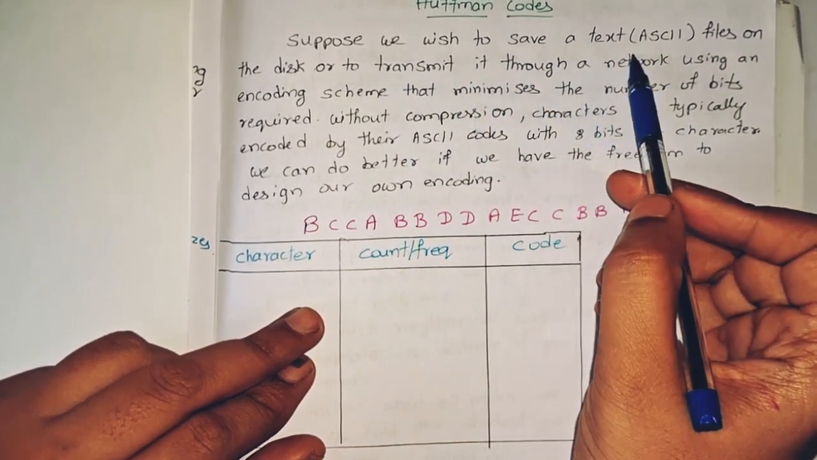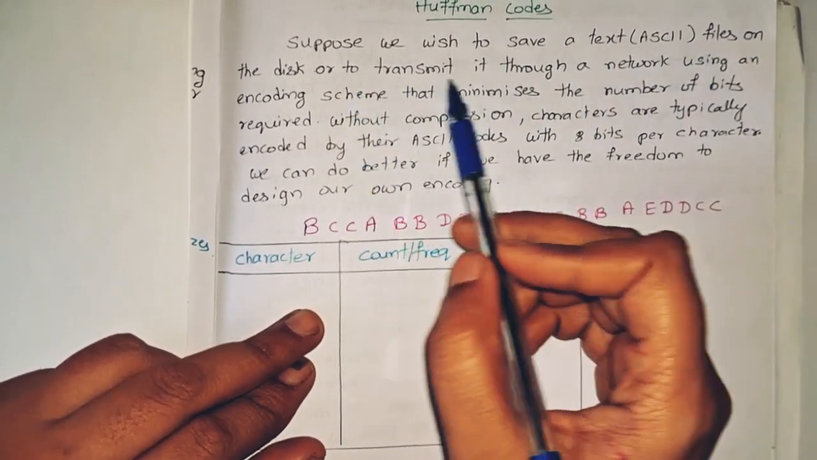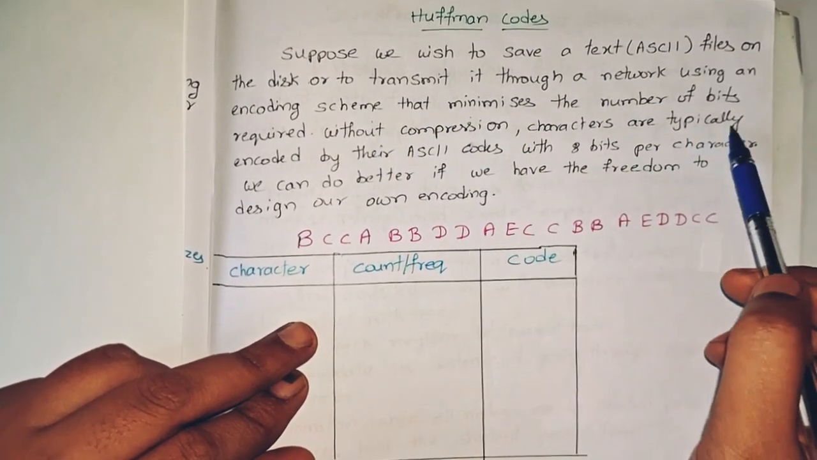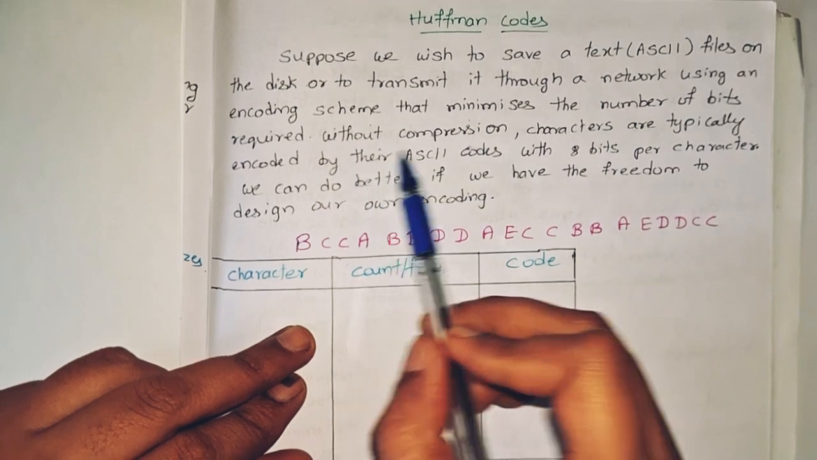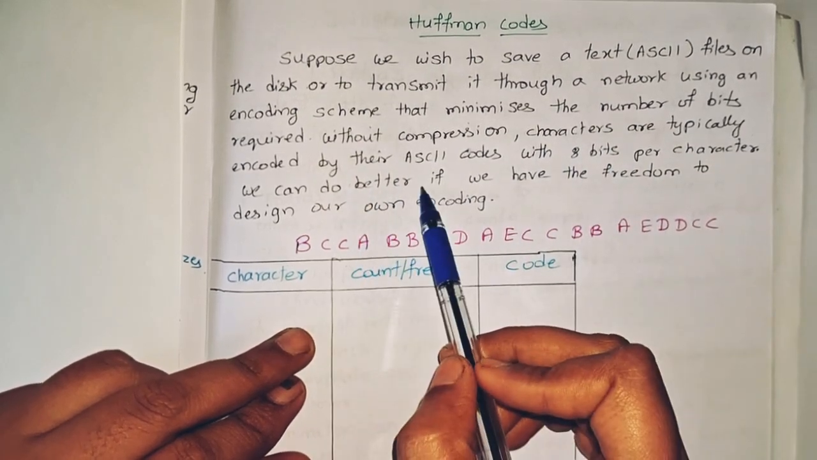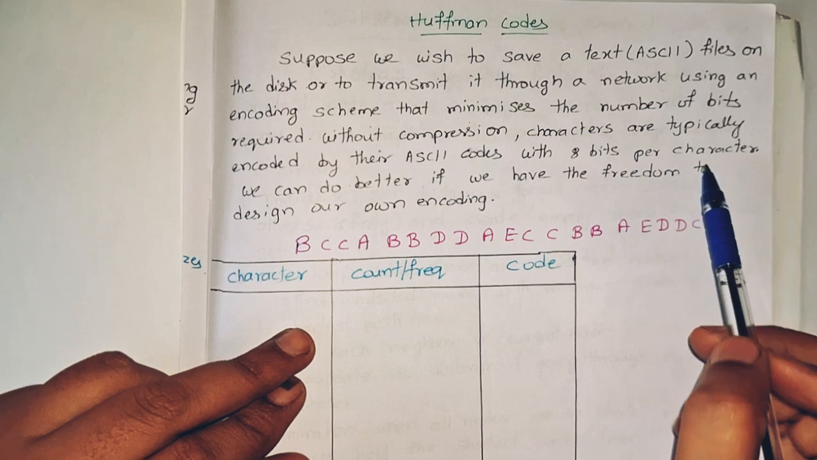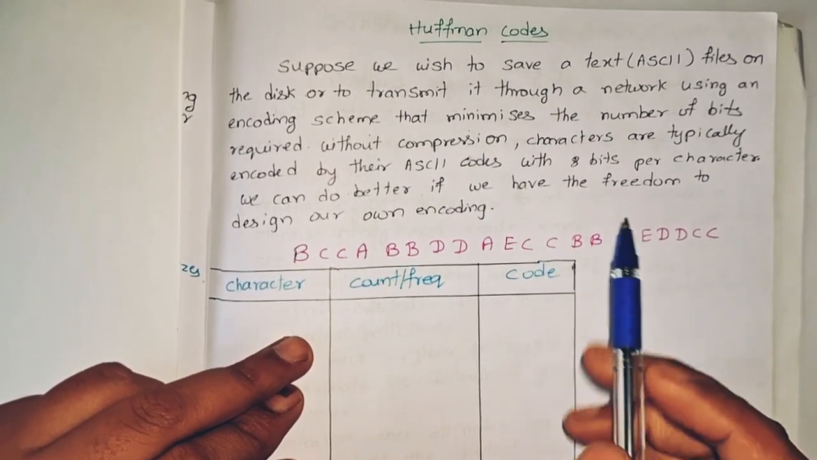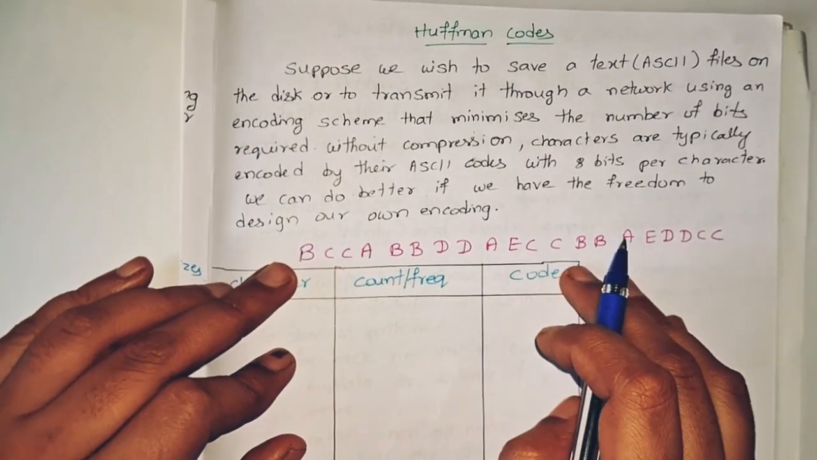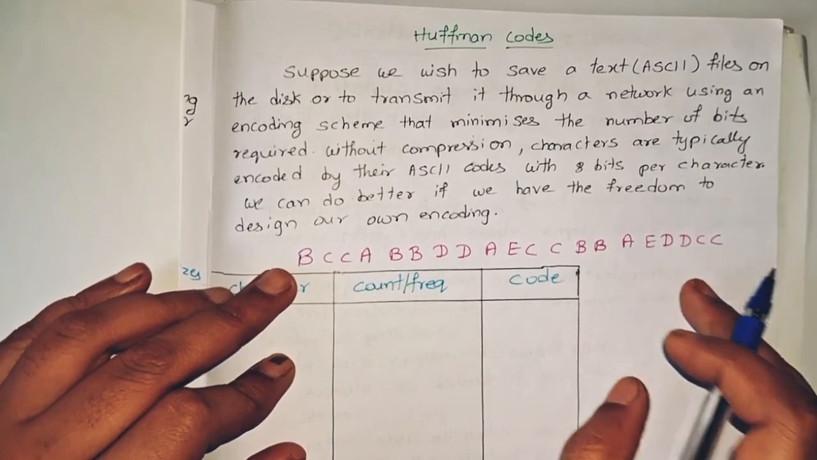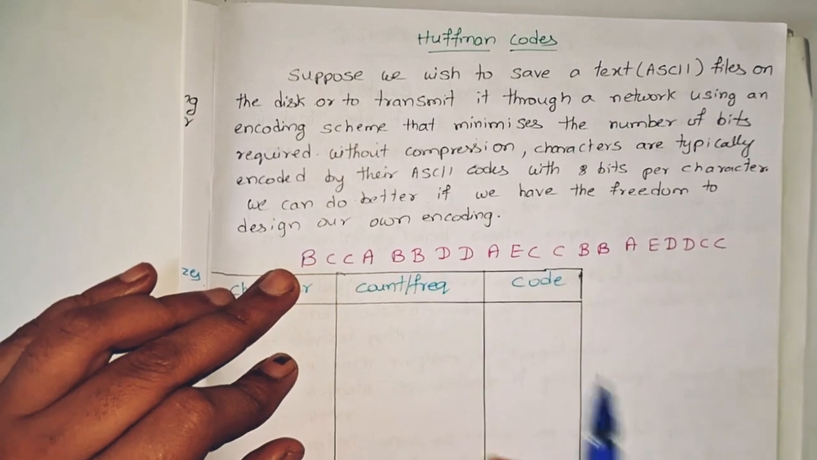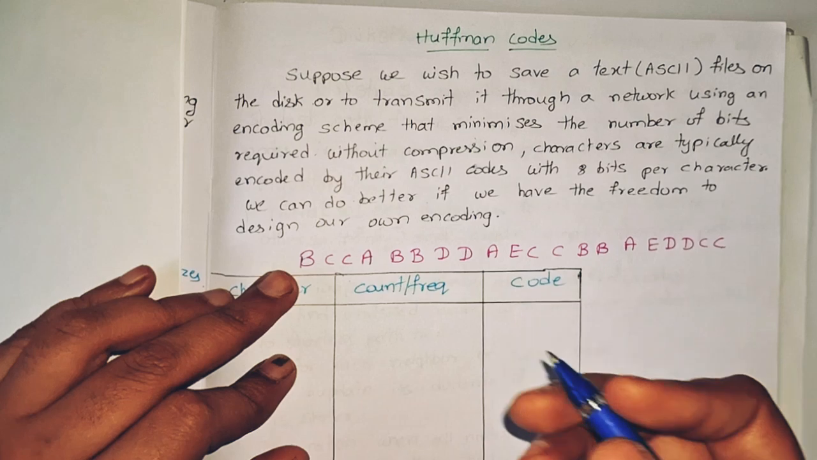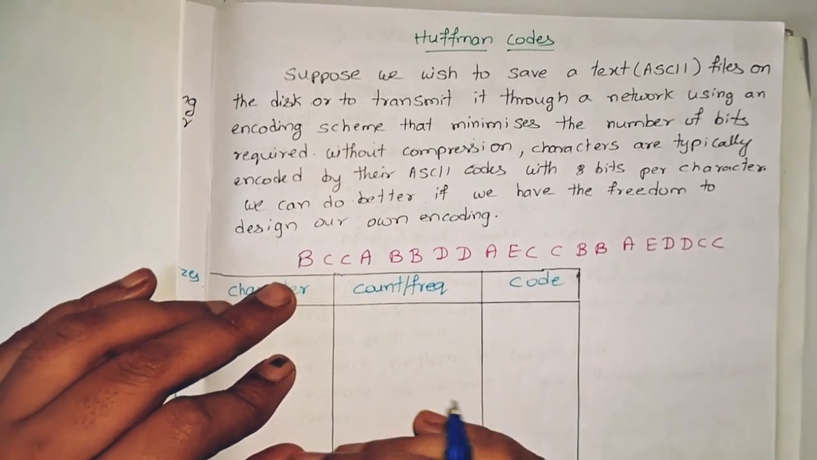Suppose we wish to save a text ASCII file on the disk or to transmit it through a network using an encoding scheme that minimizes the number of bits required. Without compression, characters are typically encoded by their ASCII codes with 8 bits per character. So we can do better if we have the freedom to design our own encoding. This is the message that I want to transmit through the network, or store on the disk. Then the ASCII of this message will be compressed with the data and stored on the disk.